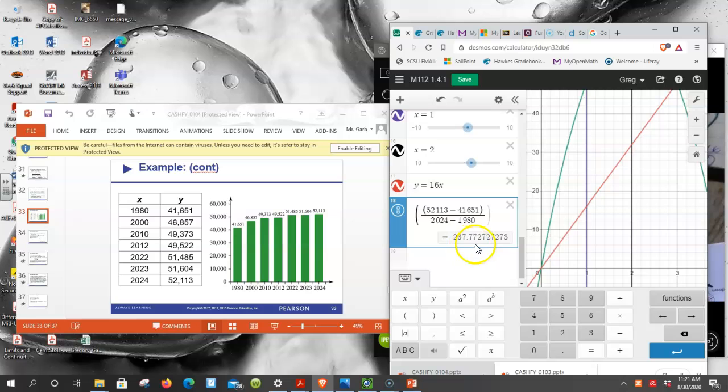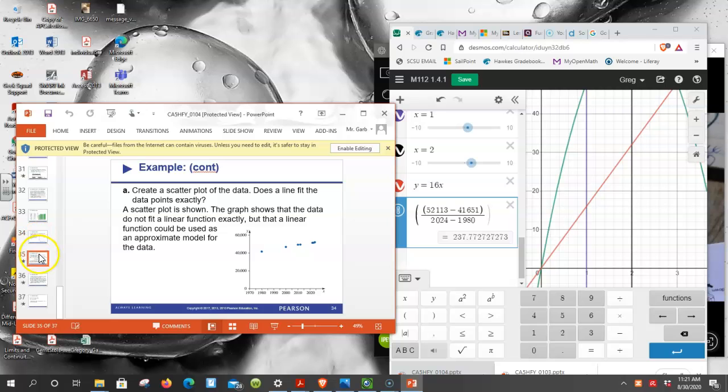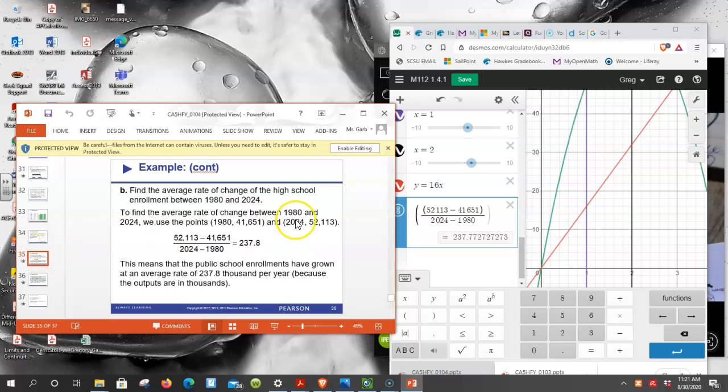So the average rate of change should be 237,000. That's the change in population in U.S. schools during that time. Let's see if we got that. 237.7. Yep, 237.7. So we got the same answer here.